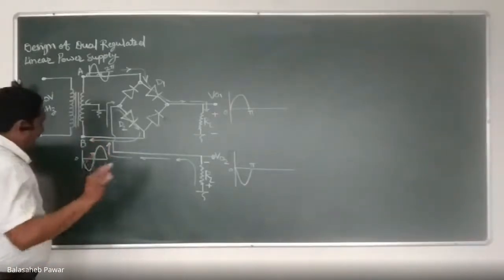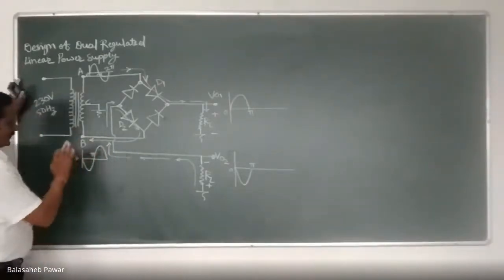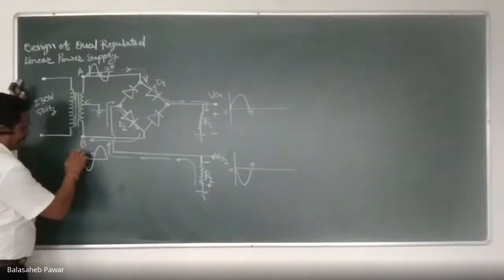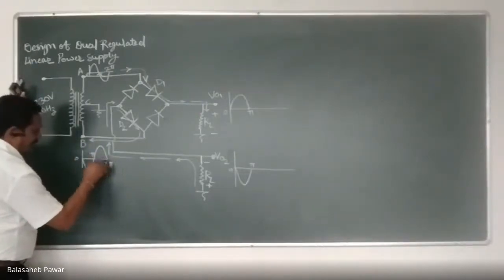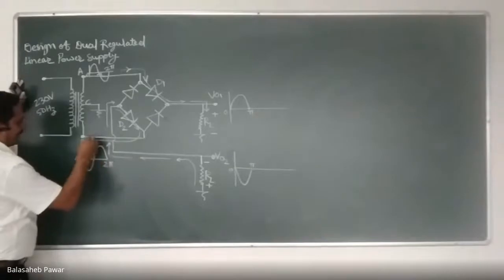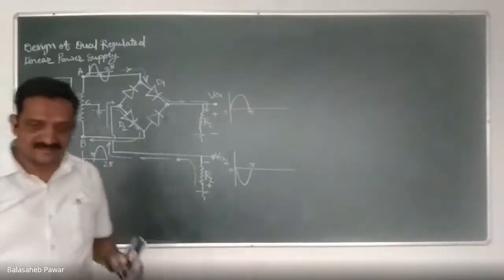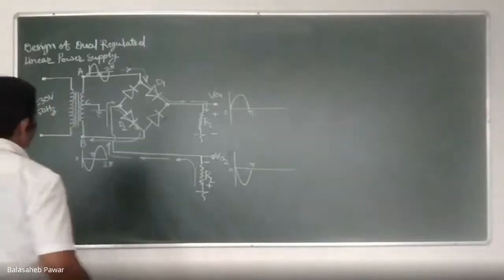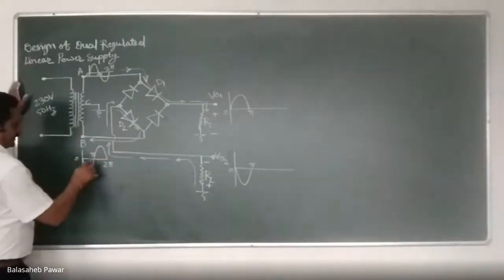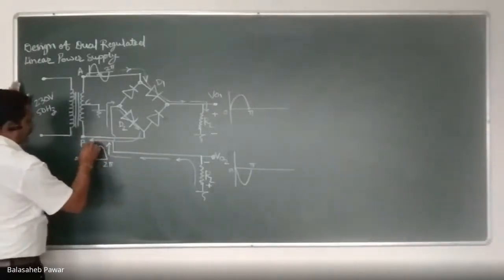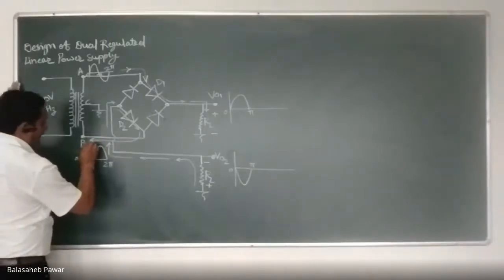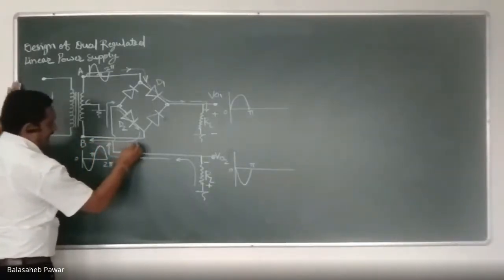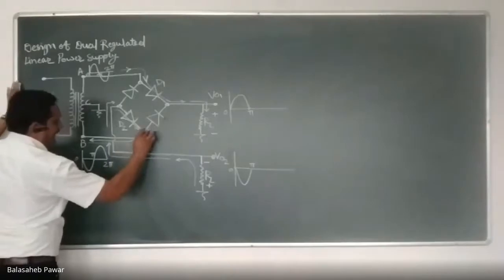See, we'll start always from the positive terminal. As terminal B is positive for time period pi to 2 pi, the current will start to flow like this. Now, for time period pi to 2 pi, whatever current will be able to flow will start from terminal B. It will flow like this. Again, it will reach this node.